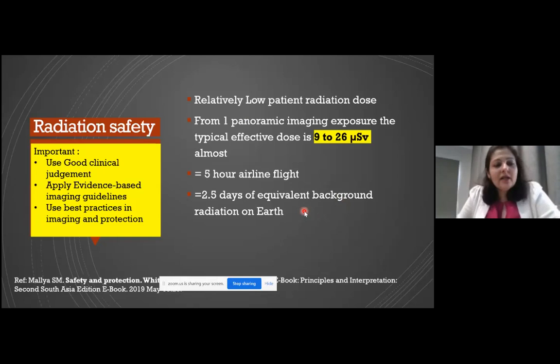Okay, so what is important when you're looking at radiation safety is that there should be good clinical judgment. So you will only use a panoramic radiograph when you know it is indicated for your patient. You need to apply evidence-based imaging guidelines and, of course, best practices in imaging and protection. Which means that you should have done your patient clinical examination before you decide whether a panoramic radiograph is good for your patient or not.